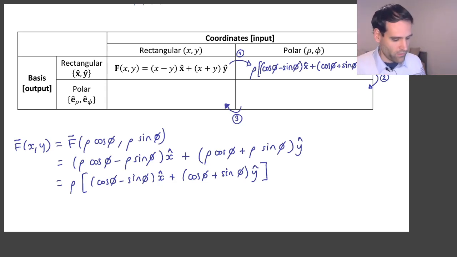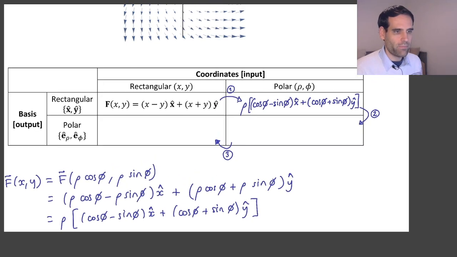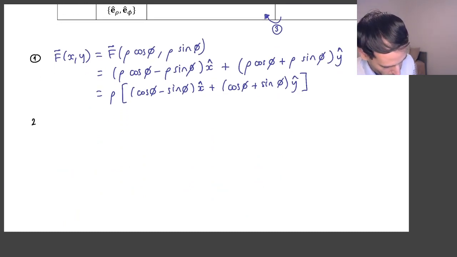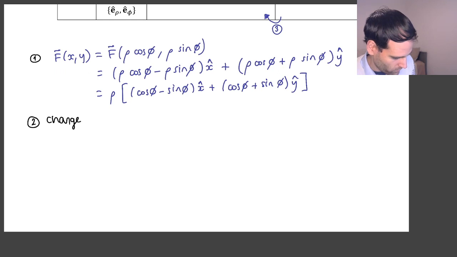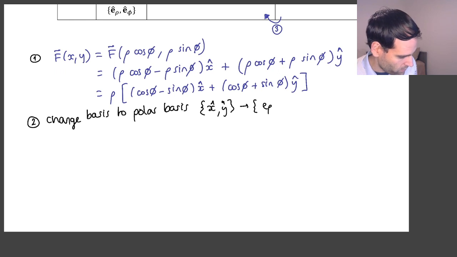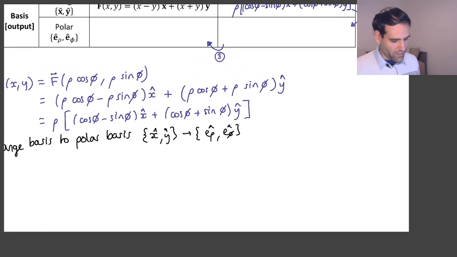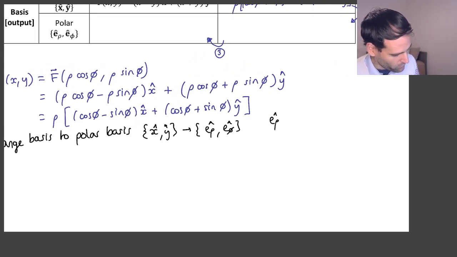So you see that this is really the very easy step. Now comes the slightly trickier step, which is step number 2, changing the basis. So let's do step number 2, change the basis to polar basis. We want to change from x hat, y hat to e rho hat, e phi hat. And we know the expressions for e rho hat and e phi hat because we have them in the equations. I have them on my second monitor here. Let me copy them.